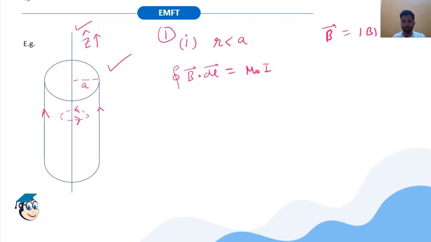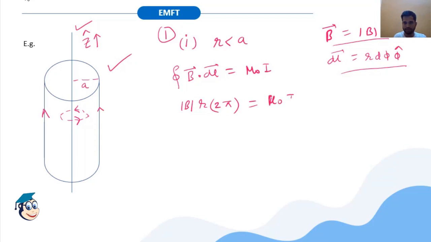Okay, so B would be mod B times phi cap, and we know that dl vector is r d phi cap. So after dot multiplying these two quantities, you can easily see we will be left with mod B times r d phi, and the integral over d phi for a complete circle is 2 pi. Okay, the integral of d phi from 0 to 2 pi is 2 pi, which is equal to mu naught times I.